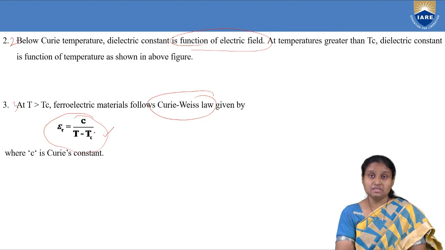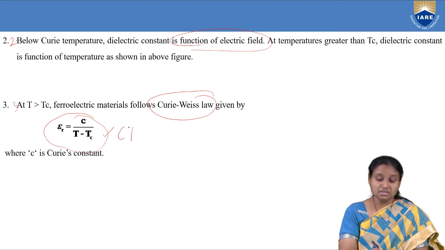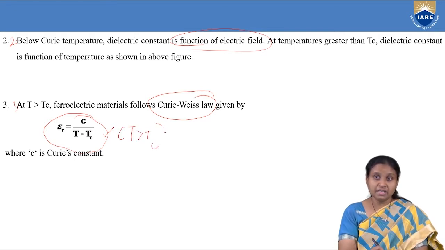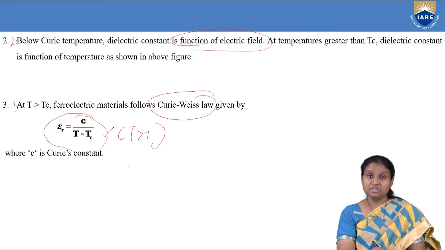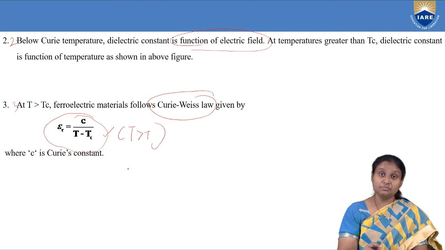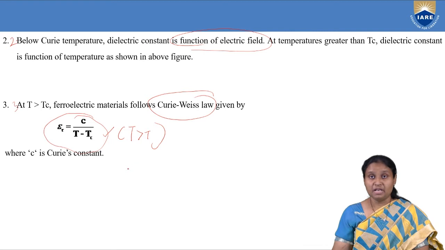And of course, as I told you, this holds good only at temperature T greater than Tc, where Tc is the Curie temperature. What is Curie temperature? The temperature at which a ferroelectric gets converted to paraelectric.